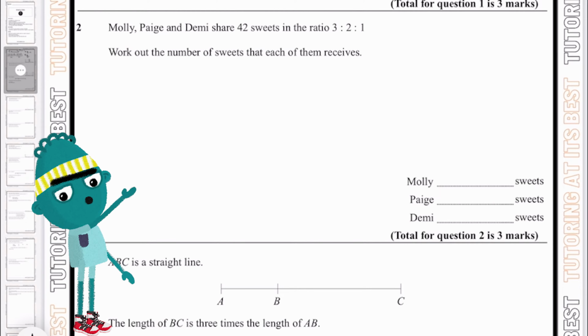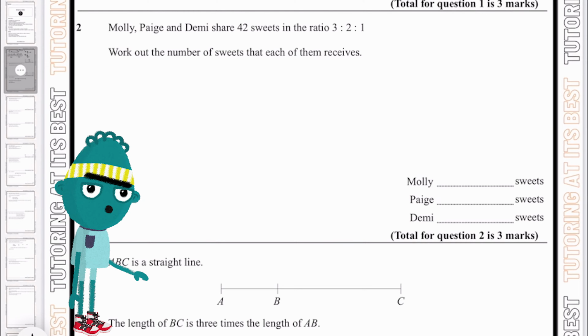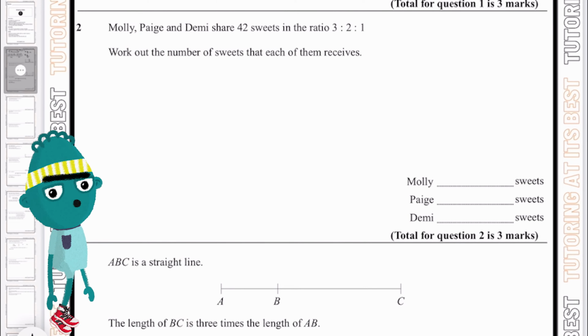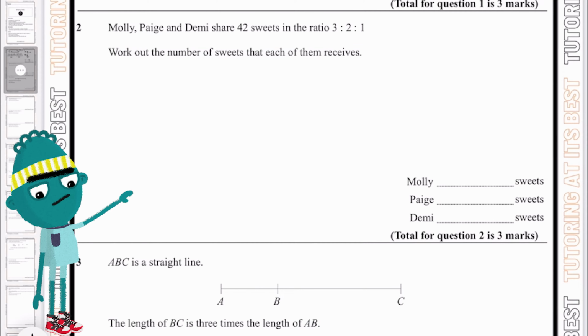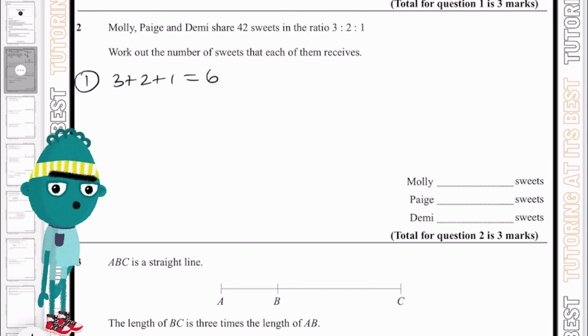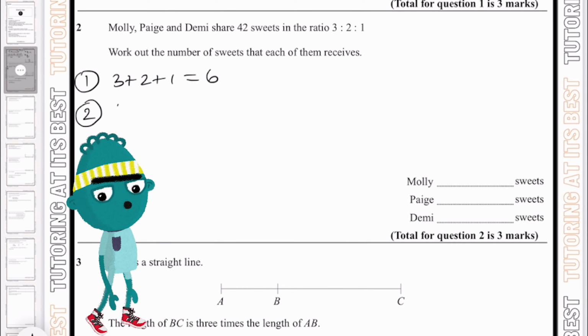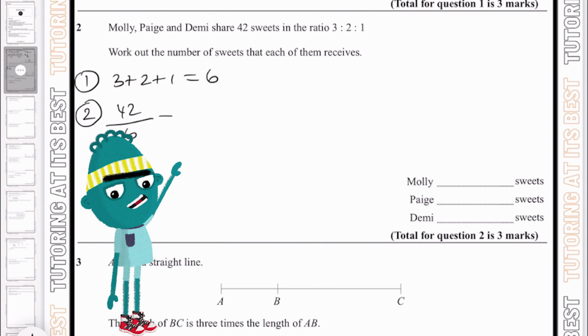Okay, let's move over to question number 2 here. Molly, Paige, and Demi share 42 sweets in the ratio of 3:2:1. So let's work out the number of sweets that each of them receives. So again, step 1, let's go ahead and add our ratios, and that gives us 6. And then we need to go ahead and divide 42 by 6, which gives us 7. So now we know that each ratio part is going to be 7.